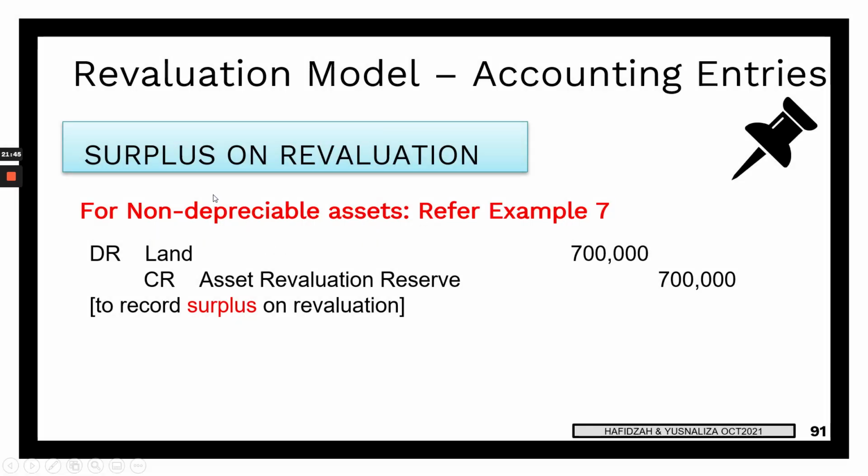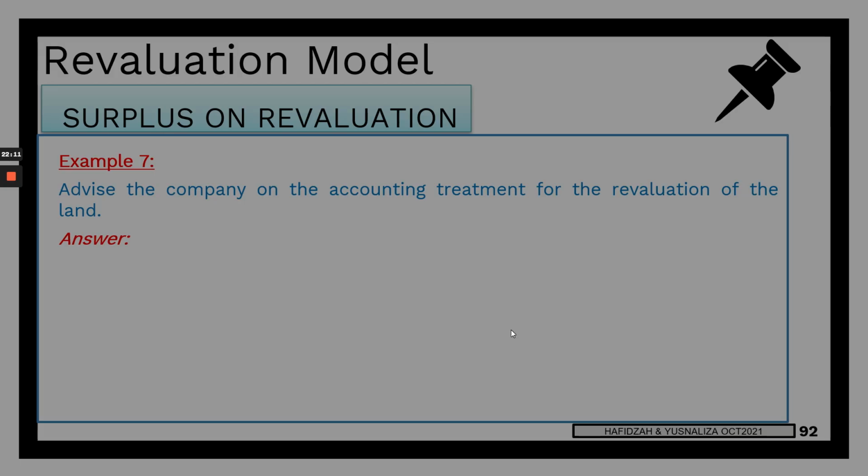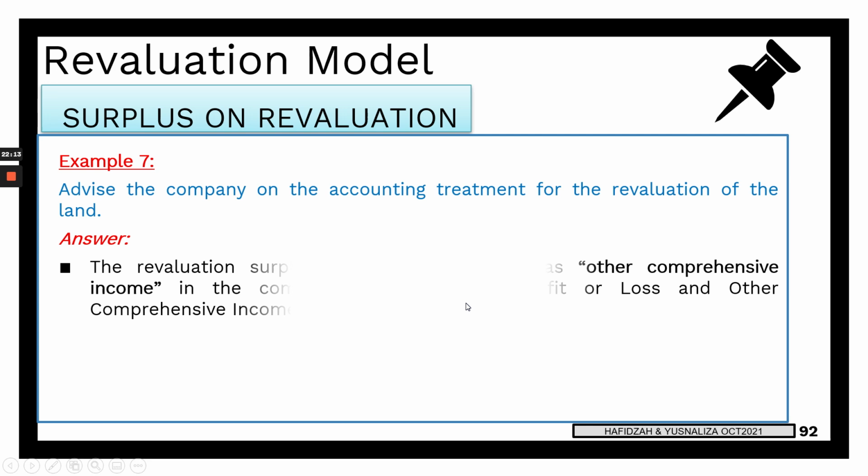Next, we go to the surplus on revaluation. How do we record that in the journal? So debit land and credit asset revaluation reserve. Here it is related to land. Don't go and mix it up with the one for the building. And that is the only journal entry needed. No need for you to go and record depreciation. No need to eliminate any accumulated depreciation simply because land is a non-depreciable asset. But the accounting treatment is shorter.